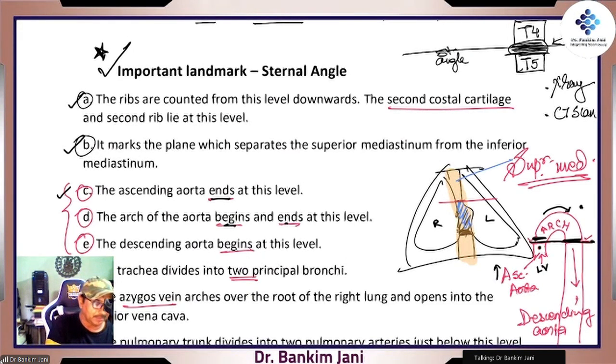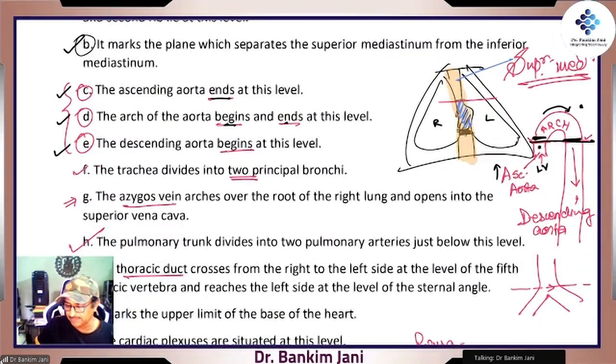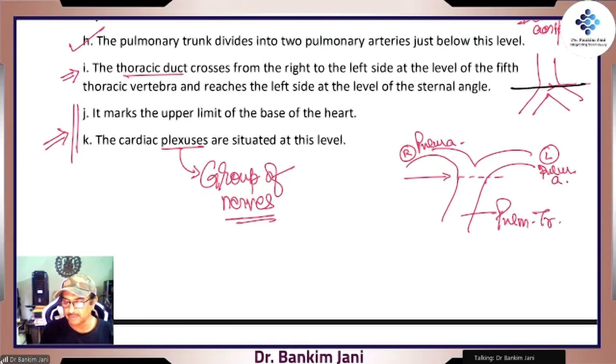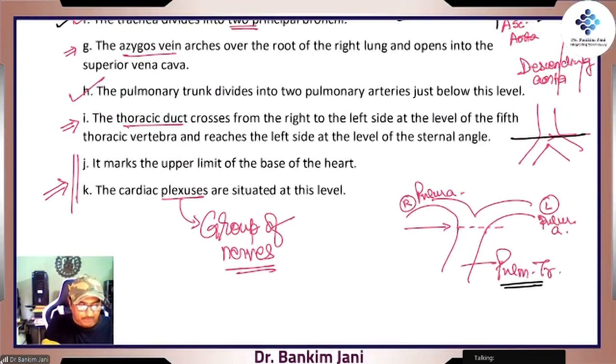So these 3 points here. The trachea divides into 2 principal bronchi, right? So this is the trachea. When it divides, that's the level. Such an important level. Azygous vein arches over the root of the right lung and opens into the superior vena cava. We'll see that, it will come. The pulmonary trunk divides into 2 pulmonary arteries just below this level. This is the pulmonary trunk, and then it divides and goes to the respective lungs. So that divides at this level. Thoracic duct crosses from right to left side.